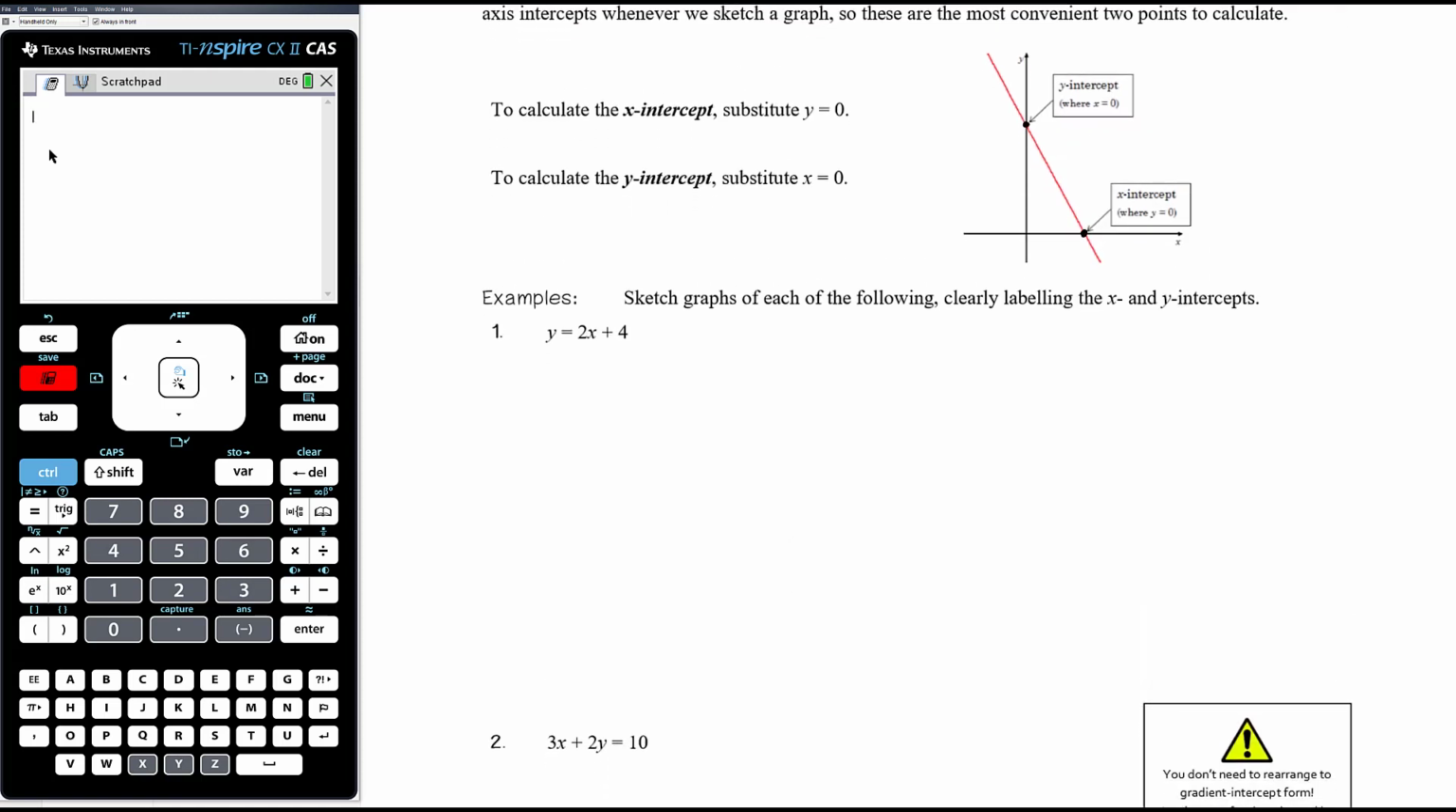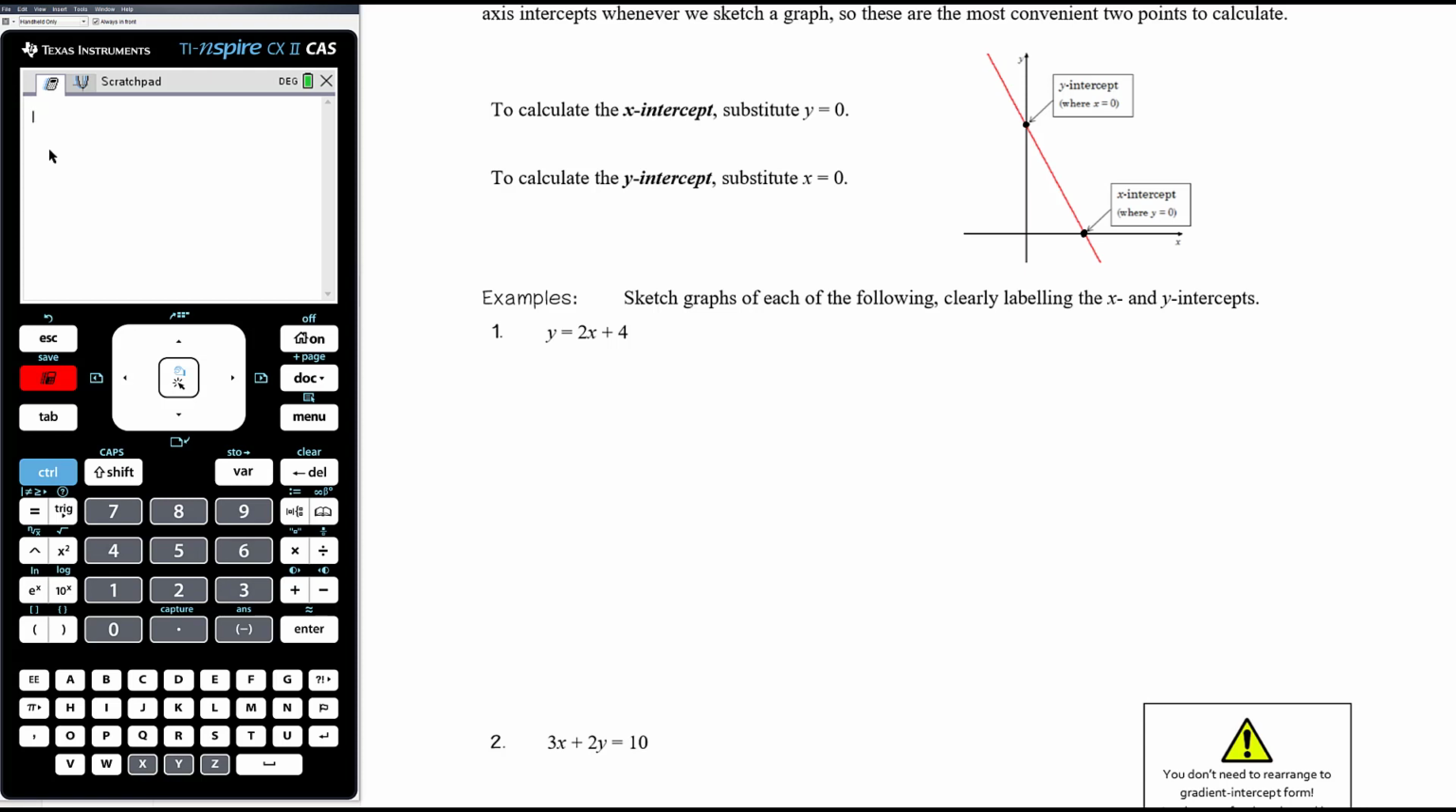Sketch the graphs of each of the following, clearly labelling the x and y intercepts. Okay, so the first equation is in gradient-intercept form. So we know the gradient's 2, which means it'll go up as it's positive 2, so it goes up as we go from left to right. So I'm going to clock that in my head, but the gradient is not useful. Well, it is, but I'm not going to use it at all in sketching my graph because it's not a feature of the graph I'm going to label.